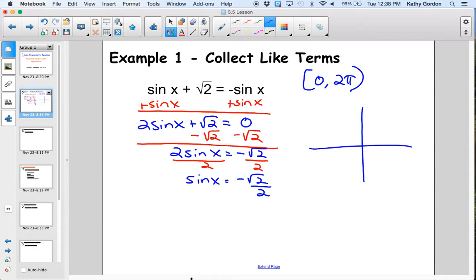So the first thing I recommend that you kind of think through is, well, which quadrants would they have to be in? If this is supposed to give me a sign that's negative, what quadrants would I have to be looking at?